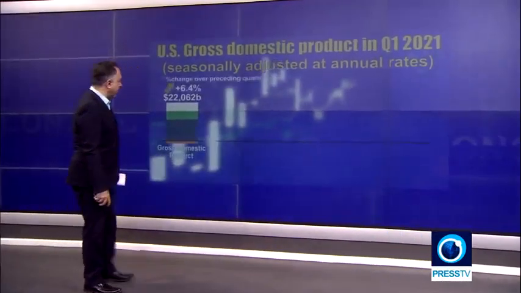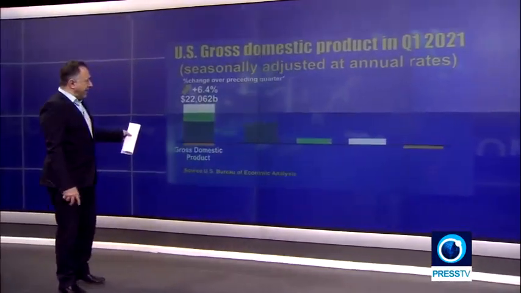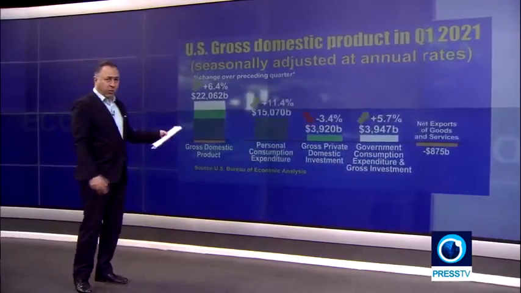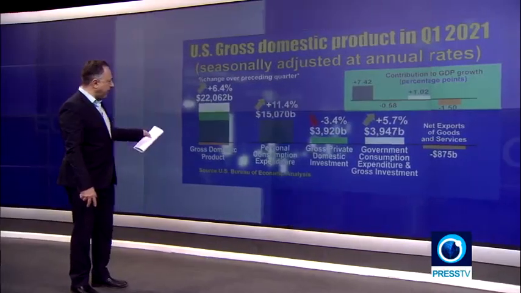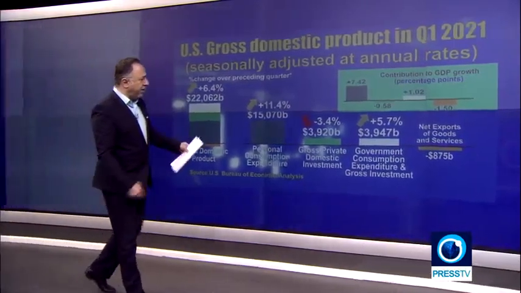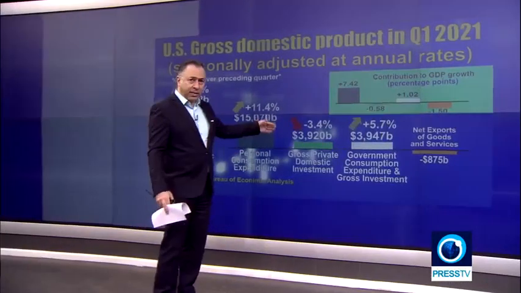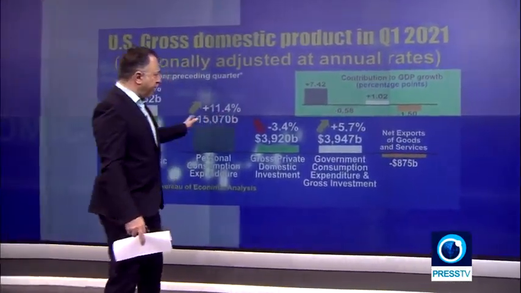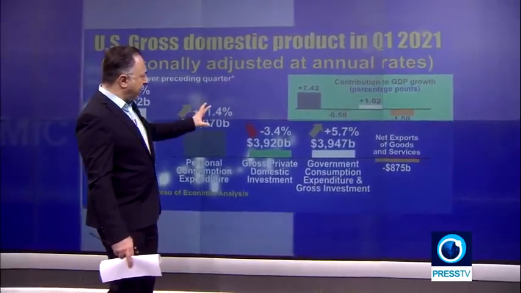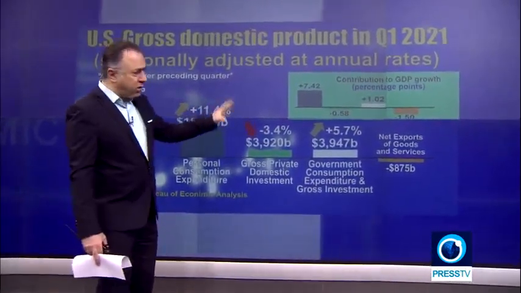What does it look like for this year? Here are some of the indicators for Q1 2021, the quarter that we're in. And you can see the different categories, gross domestic product, personal consumption here. You have the gross private domestic investment that's gone down 3.4%. That's not good news.